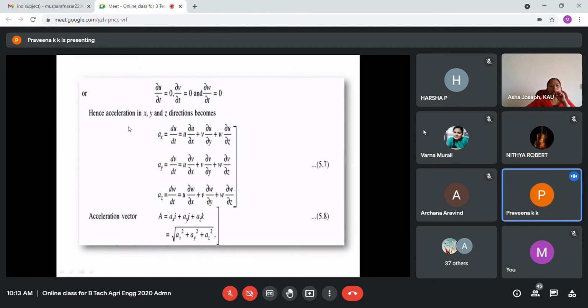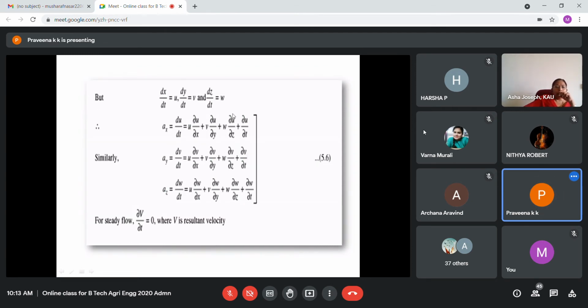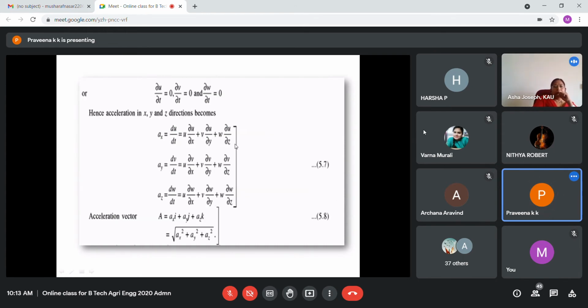Then the acceleration in x, y and z direction becomes: ax will be equal to du by dt, that will be equal to u into dou u by dou x plus v into dou u by dou y plus w into dou u by dou z. And the remaining term was only dou u by dou t, but with respect to time that component becomes 0. The rest of the equation remains the same.